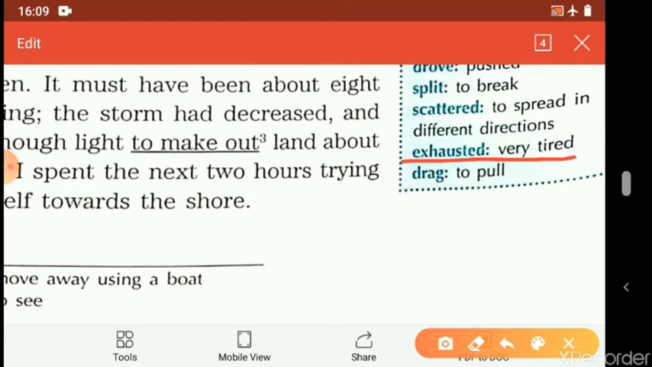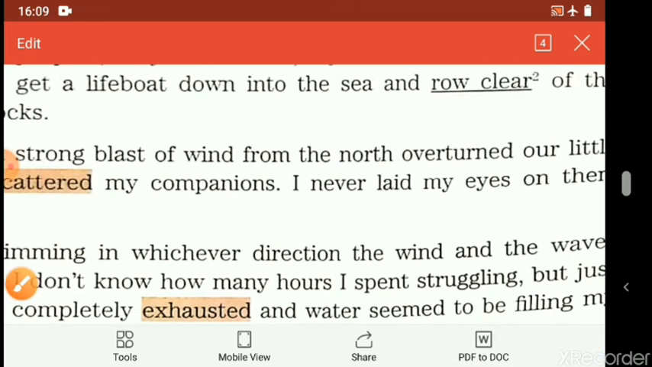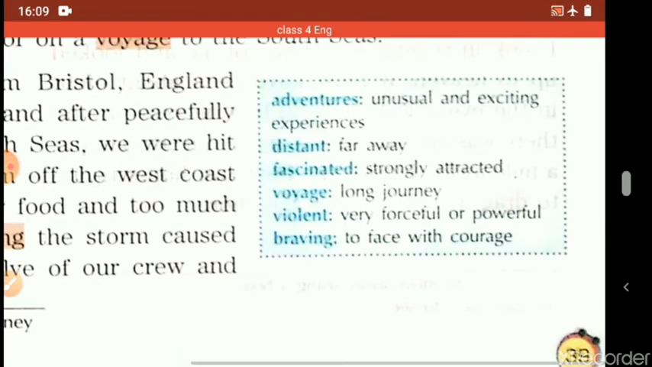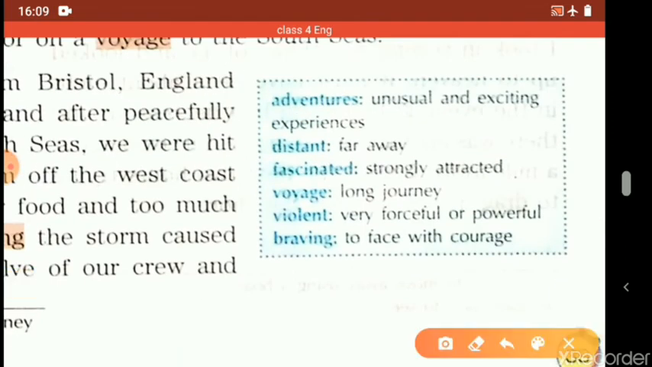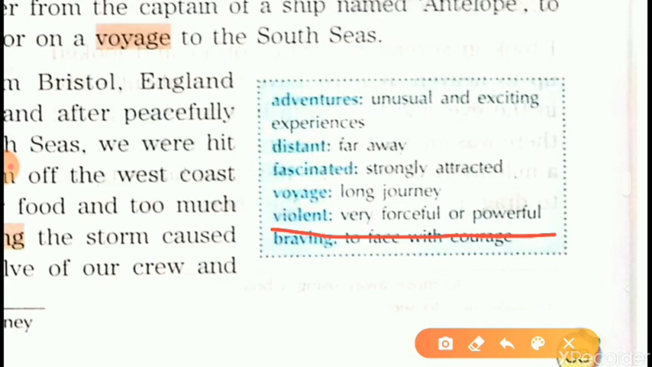Exhausted means very tired. Now, children, next word is violent. And violent means very forceful or powerful. And the sentence on violent is the film contains some violent scenes. You can also write movie, anything. The film, F-I-L-M, contains, C-O-N-T-A-I-N-S, some violent scenes.